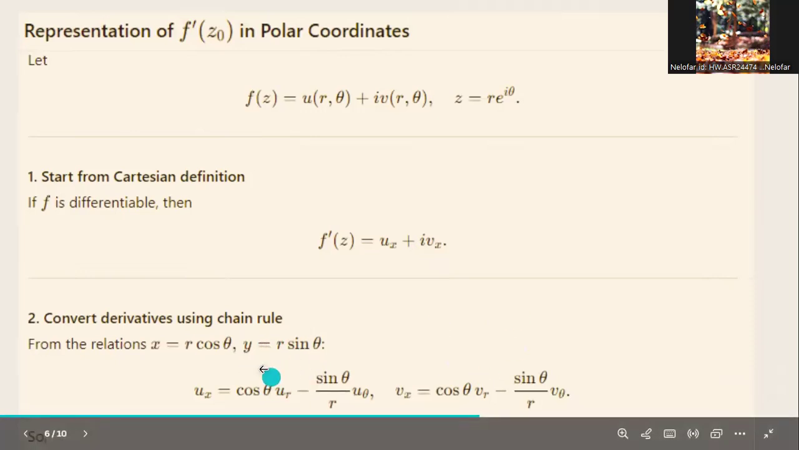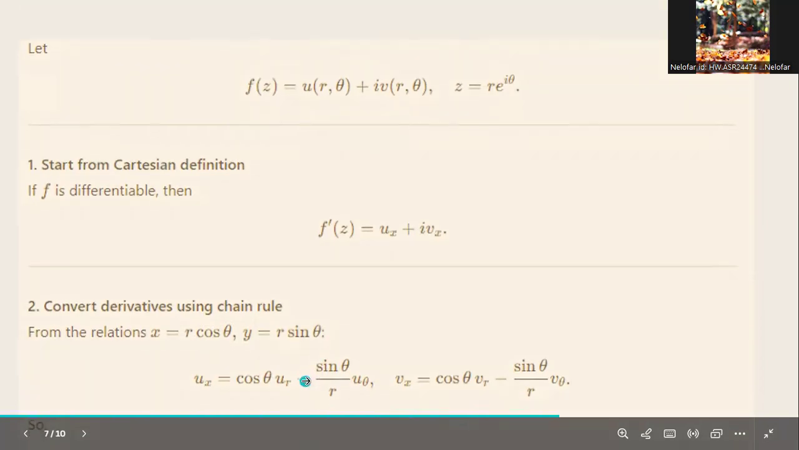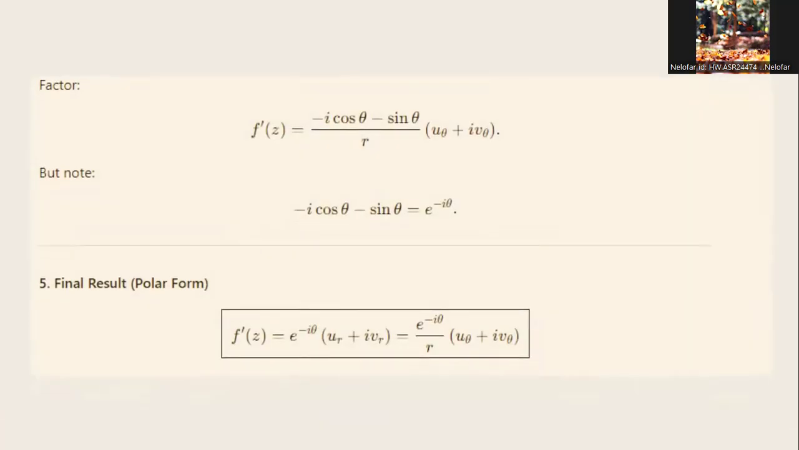This was the thing that needs some more explanation. We are using an alternative form of chain rule here. Before that, we have used the chain rule for ur and vr and u theta and v theta. Now we are going from x to theta. So for ux and vx, an alternative form of chain rule is being used here. So this is the final result.